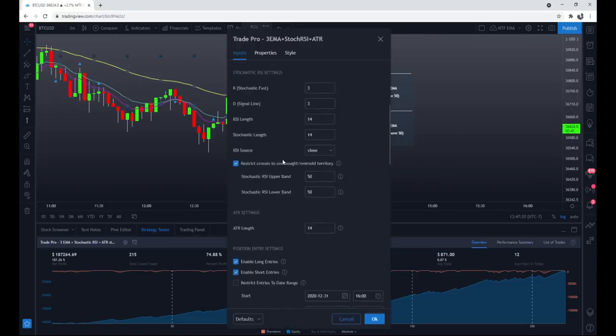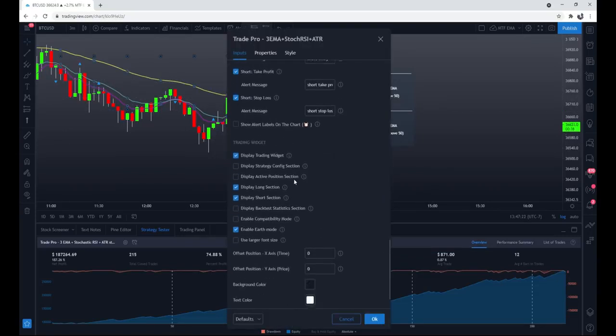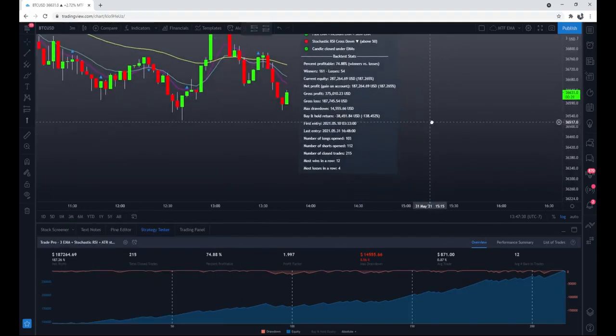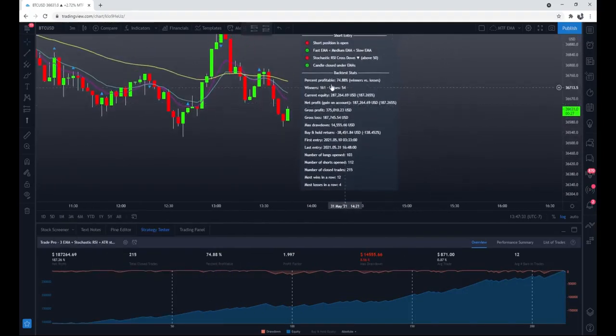If we go down to the bottom here, you can display a few other different things. So if we go display backtest statistics section, you can see it adds this to your little widget here. And so it's going to tell you the different stats, kind of like how it's showing you down here.